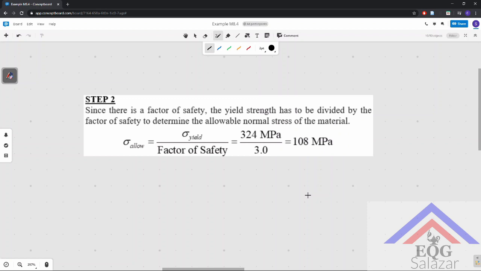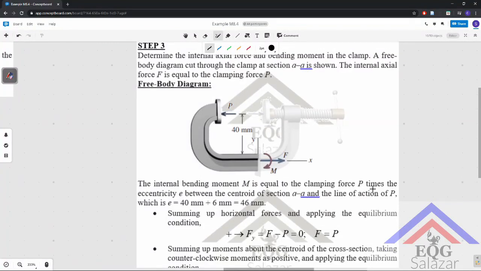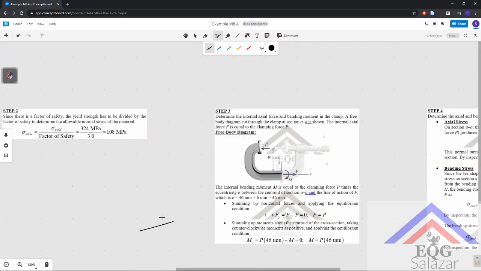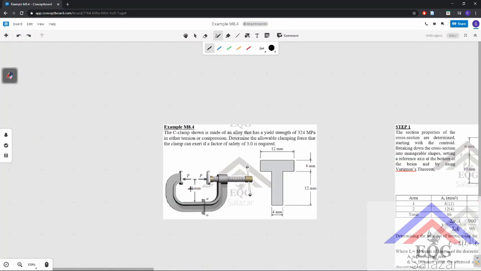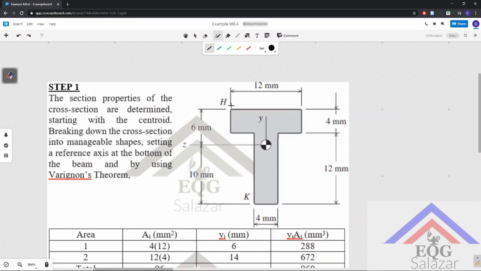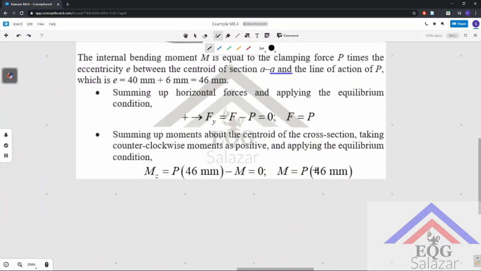Okay, this is a concept very useful when it comes to your structural design. Moving on, we will then determine the internal axial force and the bending moment in the clamp. The bending moment is basically the distance from the centroid of the cross section to the point of application of the force, and that is 40 plus 40 plus 6, and therefore our moment is P times 46 mm.